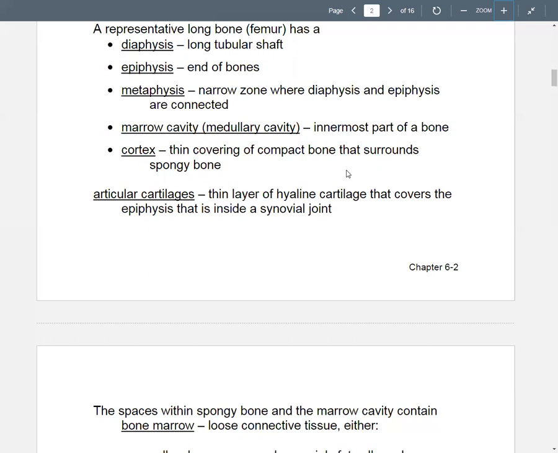Now, you'll also see what we call a metaphysis. And so that's a place where your epiphysis and your diaphysis meet up. Okay? On the inside of the bone, where you have the spongy bone, you get what's called a marrow cavity or medullary cavity. Okay? It's where your bone marrow is made. And just surrounding the spongy bone is a layer of compact bone called a cortex.